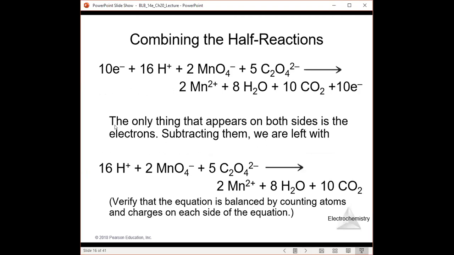All right. Then once you do that, you have to see what can you combine. The only thing that appears on both sides are the electrons. So the electrons are on both sides. So subtracting them, this is what we left with. So the electrons go away, and then we got 16H plus 2MnO4 plus 5C2O4 2 minus. This is what you got. And then you just verify that the equation is balanced. And this is how you do half reactions.